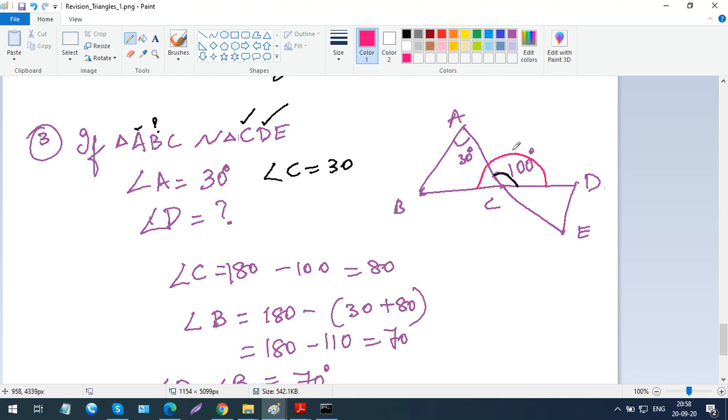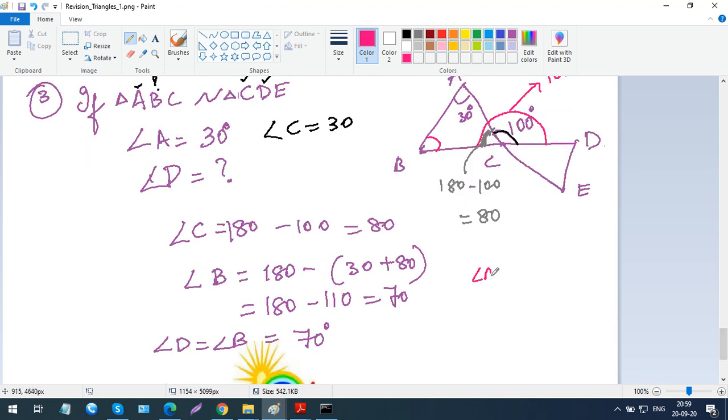So if I want to find this little angle over here, how will I find? I will use 180 minus 100, which is equal to 80, right? So this I found as 80. So this is my C. So if this is 80 and this is 30, see, in a triangle all the three angles should add up to 180, right? Correct? So angle A plus angle B plus angle C should be equal to 180. So here what do you have? Angle A is 30, angle B we don't know, angle C is 80. This should be equal to 180.